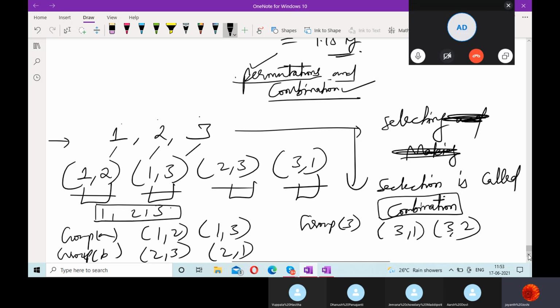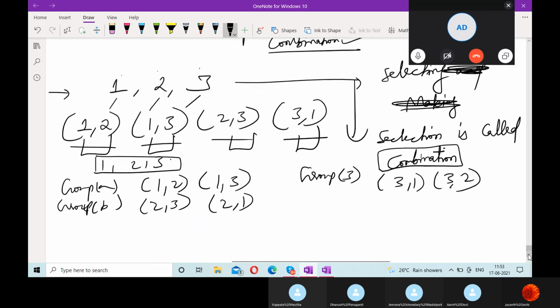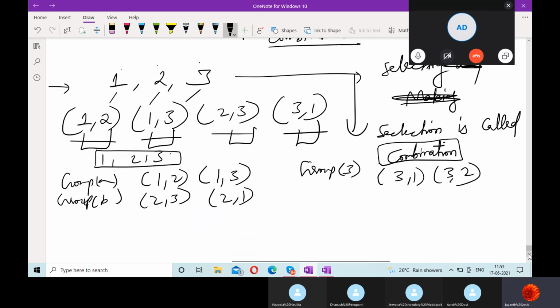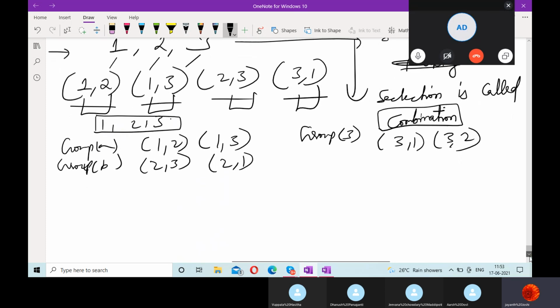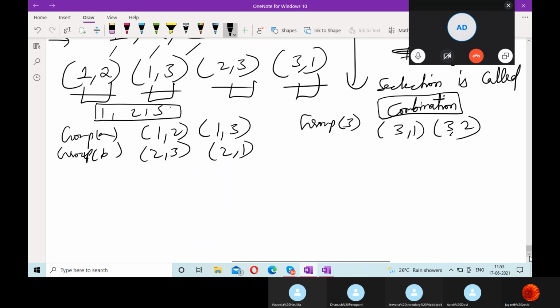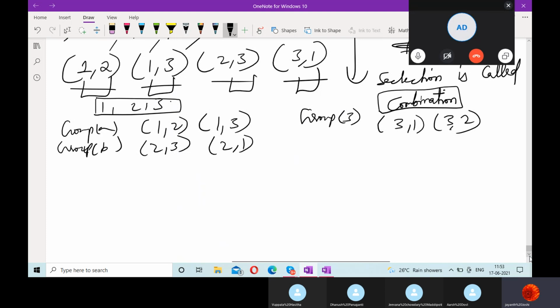Now second concept. Now how many groups have you made? Three groups here, okay? So three groups you have made by selecting the numbers from the given numbers. Now what is a permutation? That you need to understand. Suppose the second example, 1, 2, 3 are the numbers, okay? These are the given numbers.